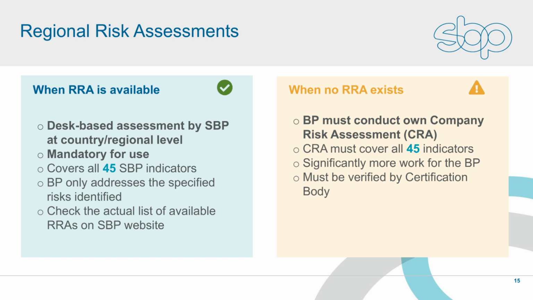One more point worth noting, RRAs are not all the same status. SBP publishes both interim RRAs, which are early stage assessments, and endorsed RRAs, which have completed the full review and stakeholder consultation process. The status of the RRA affects how it can be used in the risk assessment process.